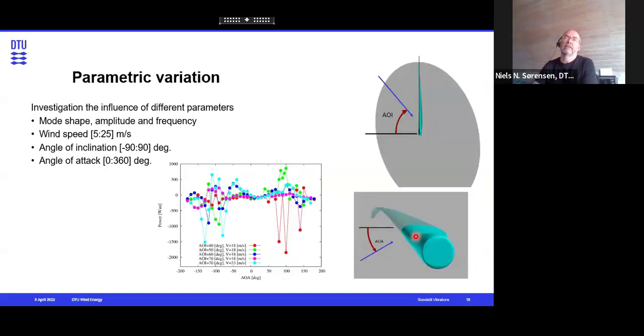We have used this approach a lot to do parametric variations, especially angle variation of this inclination angle, how we hit the blade axis, and the angle of attack. But also wind speed, of course, is important. And you could run different mode shapes. You could take a mode shape from the yaw mode, the tilt mode, or the symmetric mode, and also vary amplitude. So there's a lot of things you can do with the forced motion method.